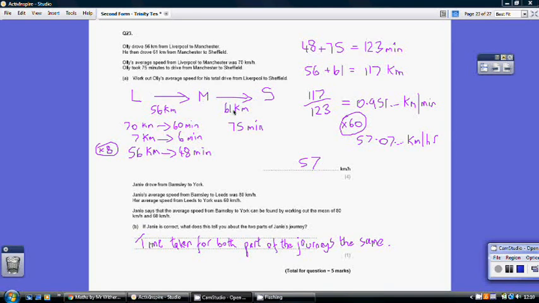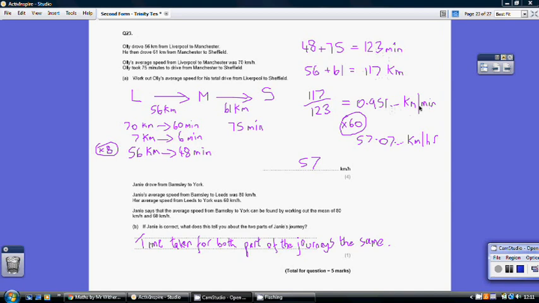So in total, the time it's taken him to go from Liverpool to Sheffield is the 48 minutes it took him to go from Liverpool to Manchester, and then the 75 minutes from Manchester to Sheffield. That's a total of 123 minutes. Now the total distance he's got to go is the 56 and 61, which is 117 kilometres. So his average speed is 117 kilometres in 123 minutes, which is 0.951 ... kilometres every minute.